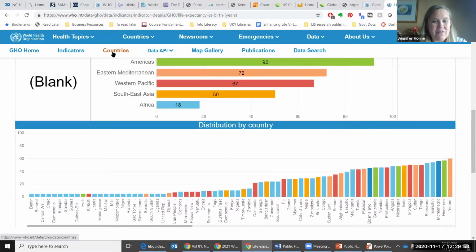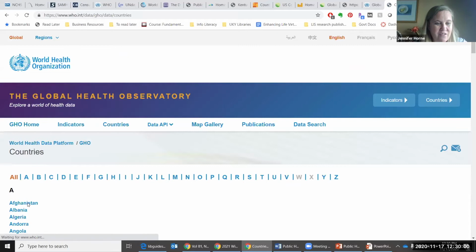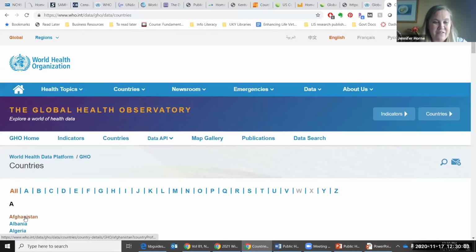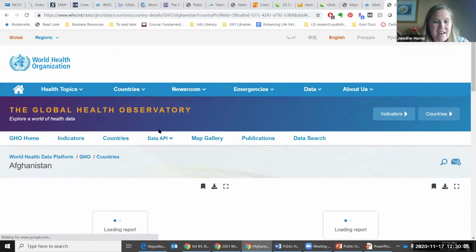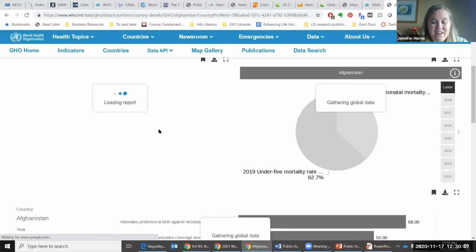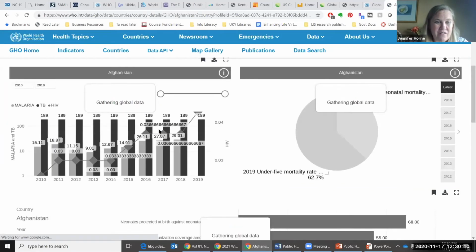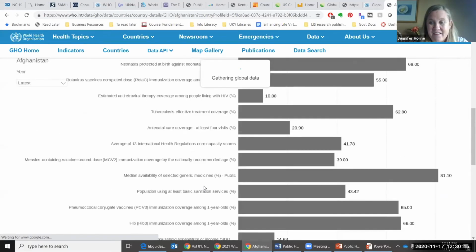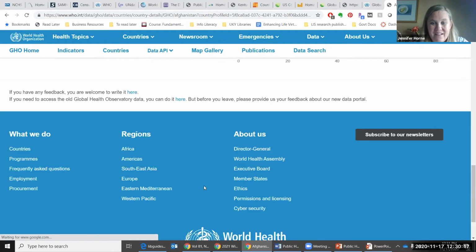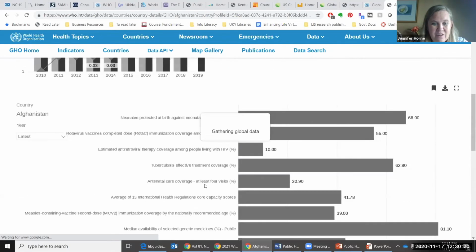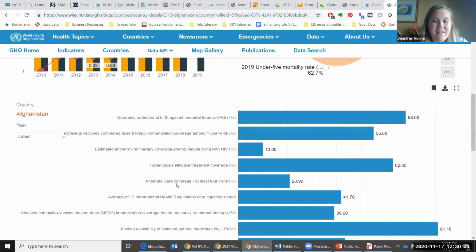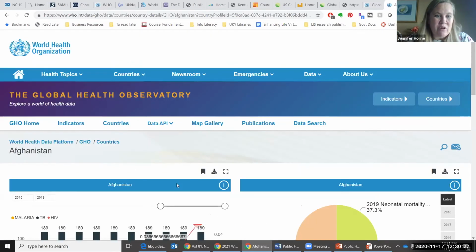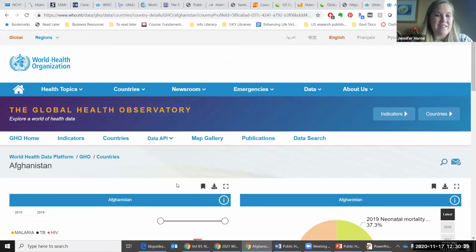You can also, if you're only interested in a country, like if you wanted to see all of the information we have for Afghanistan, obviously not every variable is going to be collected in every country, but you can see these are the things that they have collected for Afghanistan. There's some tuberculosis and antenatal care and things. So the World Health Organization's Global Health Observatory is really where you can get access to all of their data in one place.